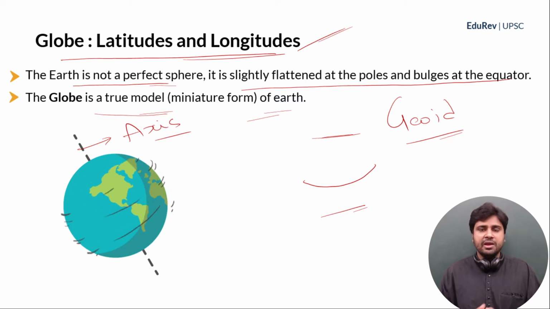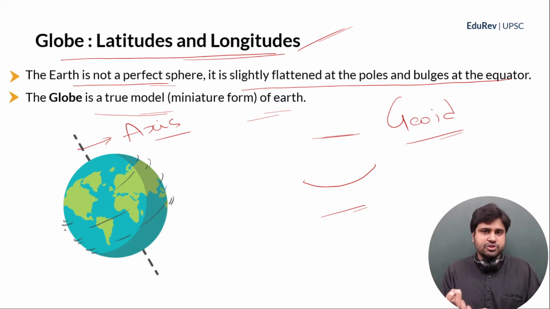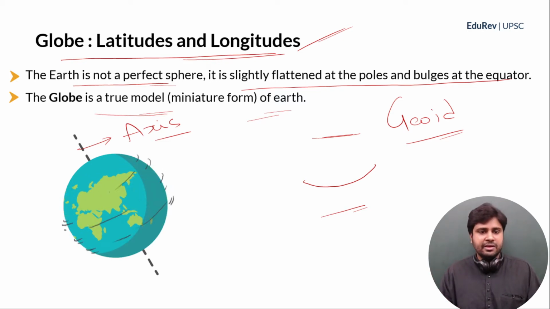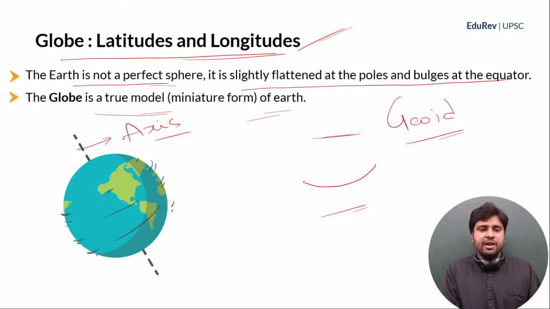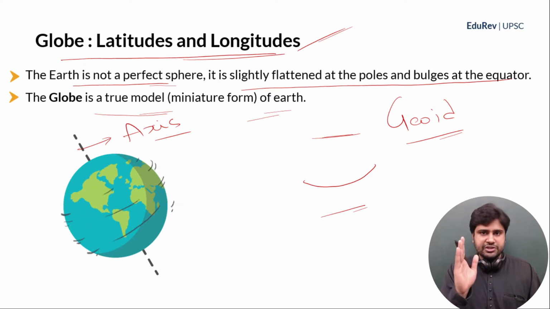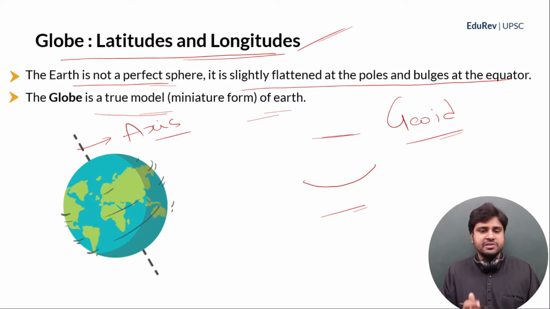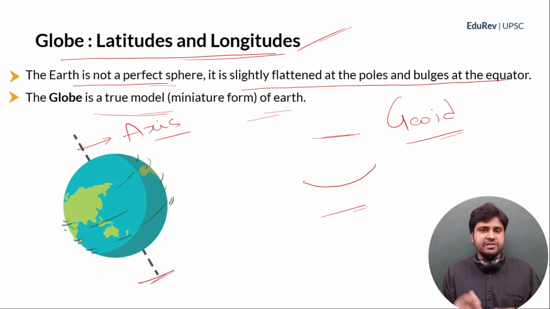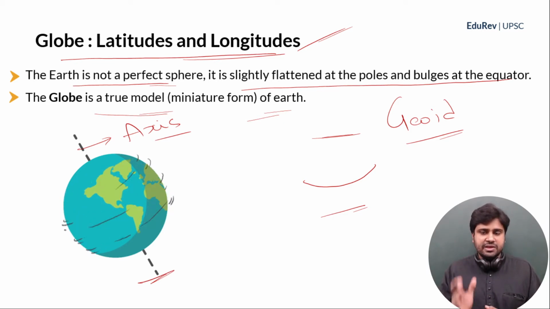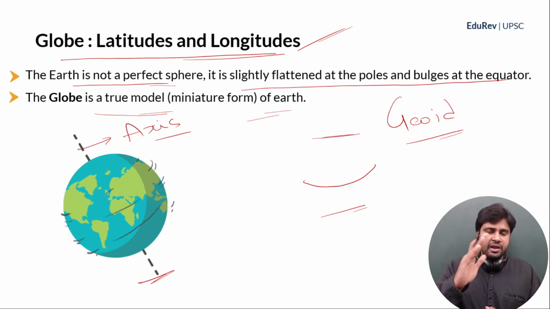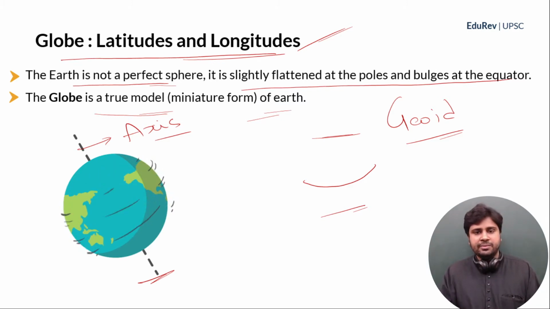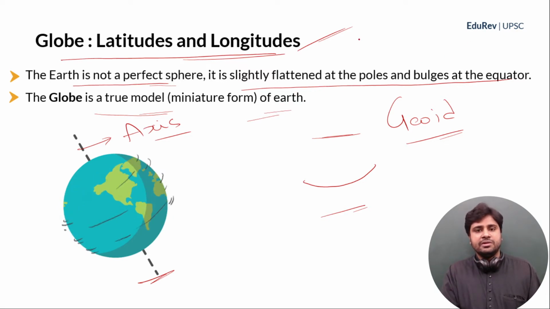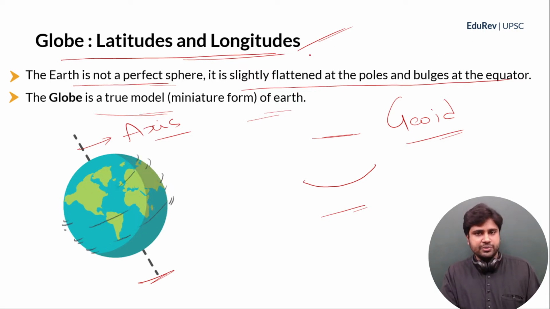Now the Earth spins about the axis. Clear? Or the Earth spins around its axis. Now the axis of the Earth is not straight, it is inclined towards the sun as shown in this image. So please keep this in mind. The axis of the Earth is not a straight line, it is inclined. Clear? Now let us discuss latitudes and longitudes.